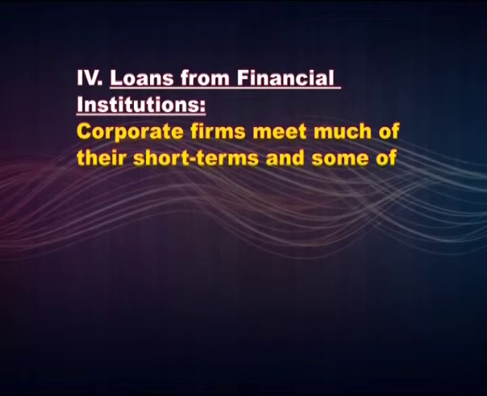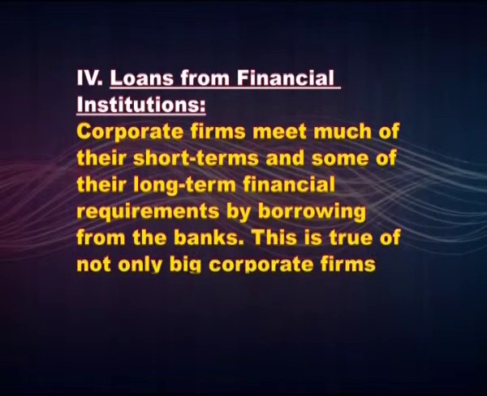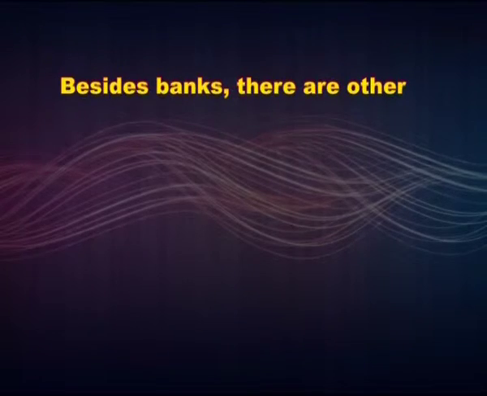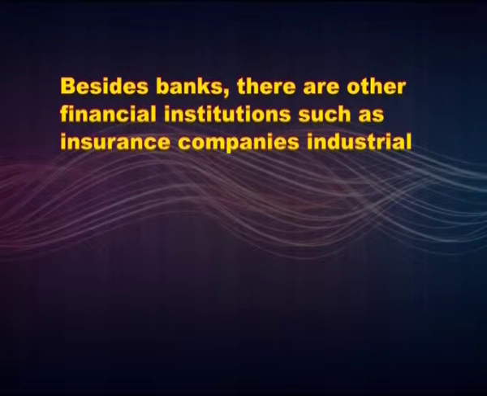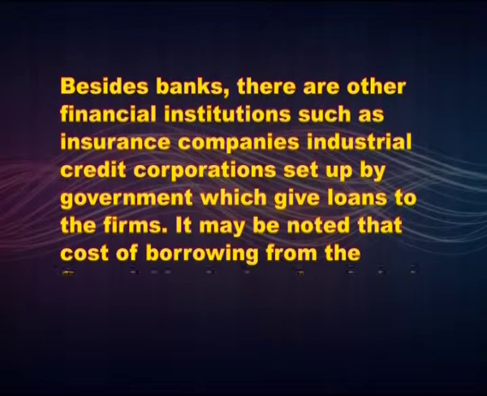Fourth one, loans from financial institutions. Corporate firms meet much of their short-term and some of their long-term financial requirements by borrowing from banks. This is true of not only big corporate firms but also of small corporate and non-corporate firms. Recently in India, banks have also been allowed to make investments in the equity capital of corporate firms subject to a certain maximum amount. In fact, providing loans to businesses and industrial firms is one of the major activities of commercial banks. Besides banks, there are other financial institutions such as insurance companies and industrial credit corporations set up by government which give loans to firms.